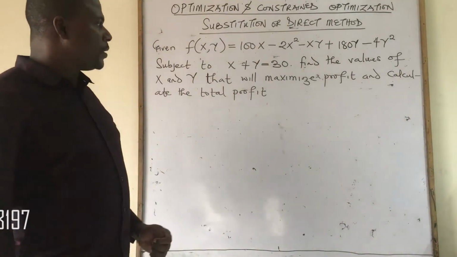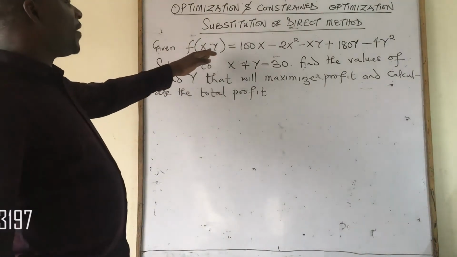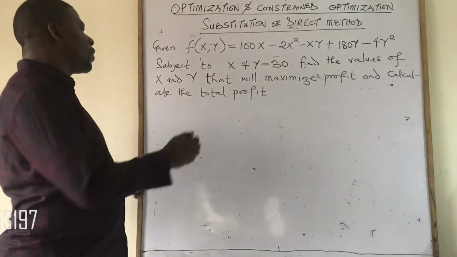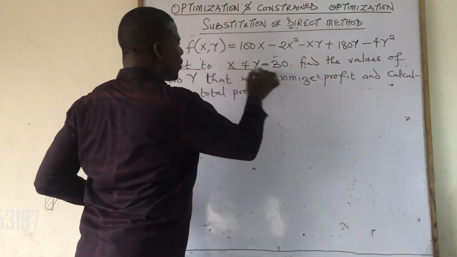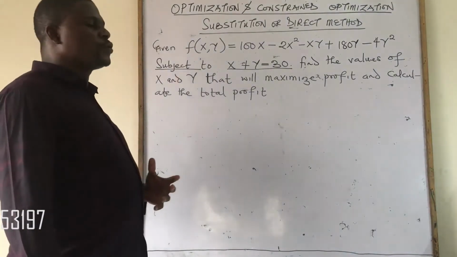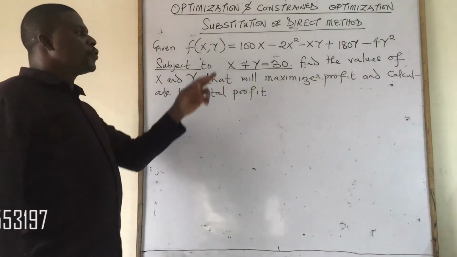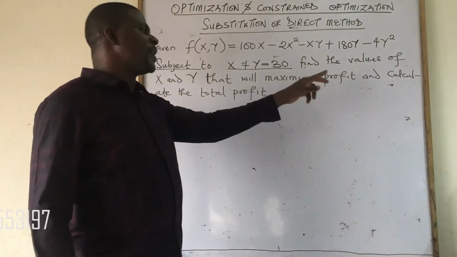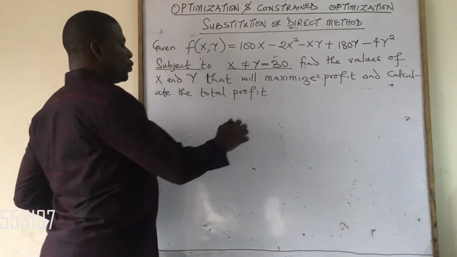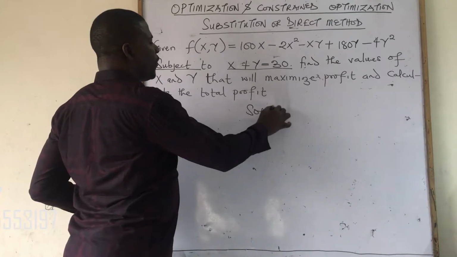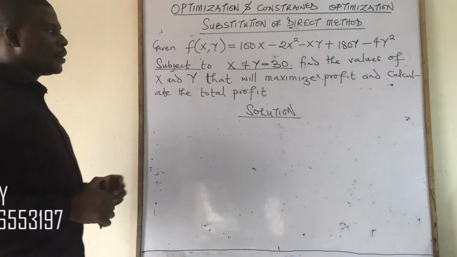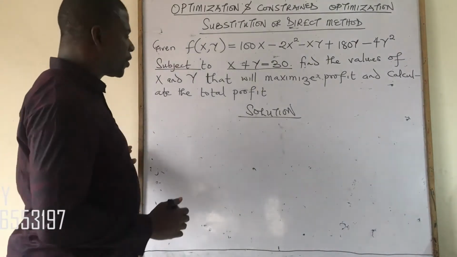So now, given this question, given f of x, y is this, subject to x plus y. The moment you see "subject to" in a question, that is the constraint. And when you want to solve a question like this, you always start from the constraint. So find the values of x and y that will maximize profit and calculate the total profit. So solution, don't forget, anytime you want to solve a question like this, you always start from the constraint.